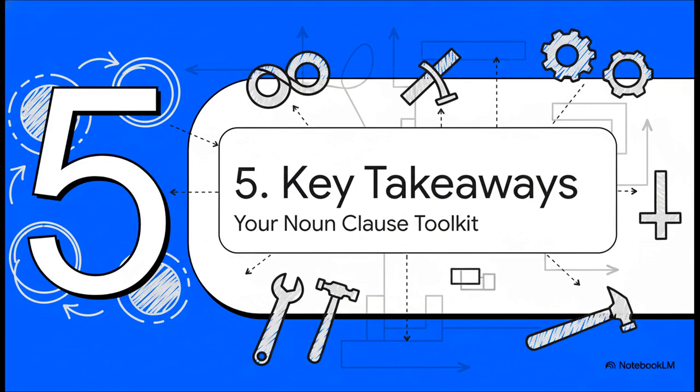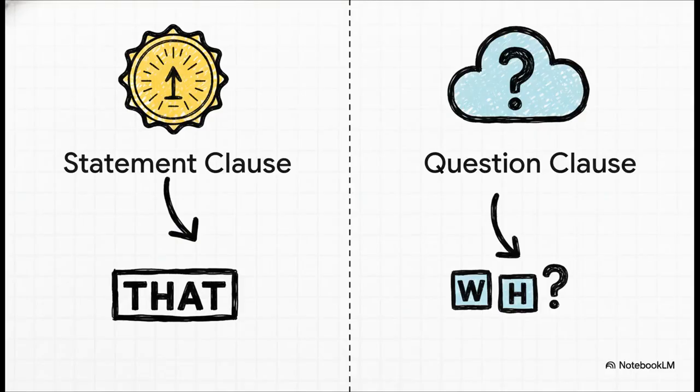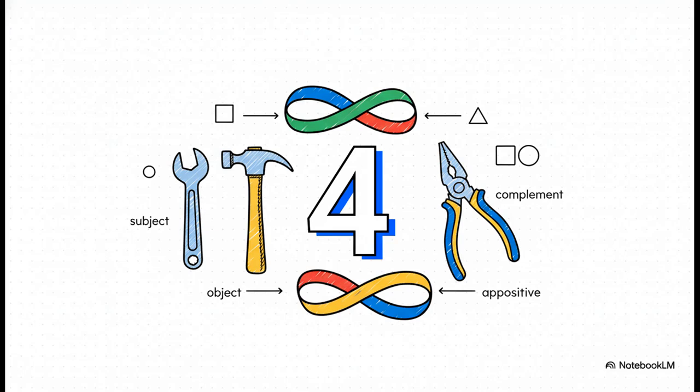So let's bring it all home and pack up your brand new noun clause toolkit. When it all boils down, you only have to remember two main types. You've got your statement clauses. Those are the ones that start with that and talk about a fact or an idea. And you've got your question clauses, the ones that start with a question word and talk about something that's unknown or uncertain. That's it.